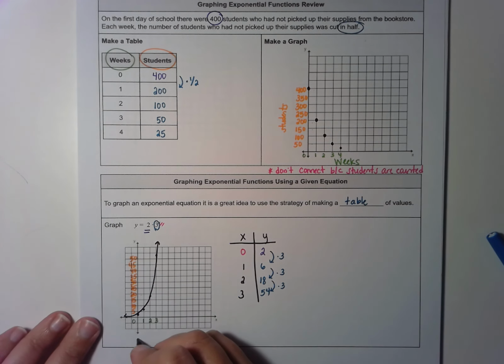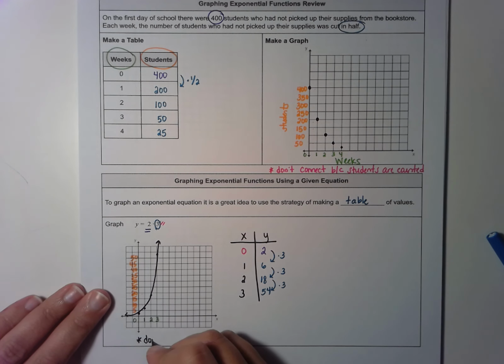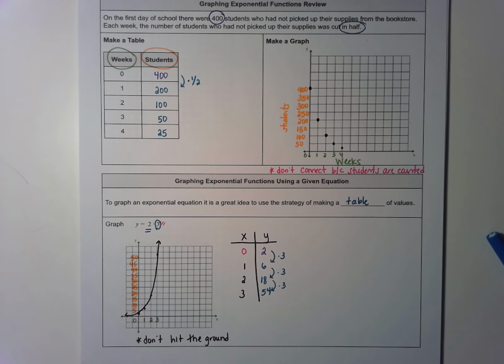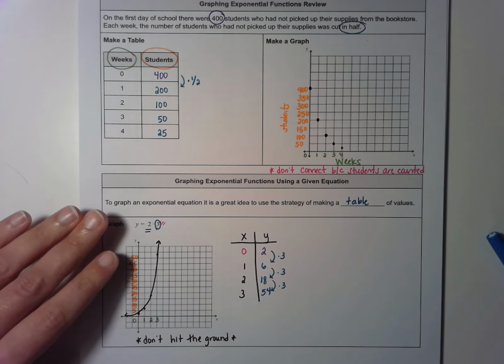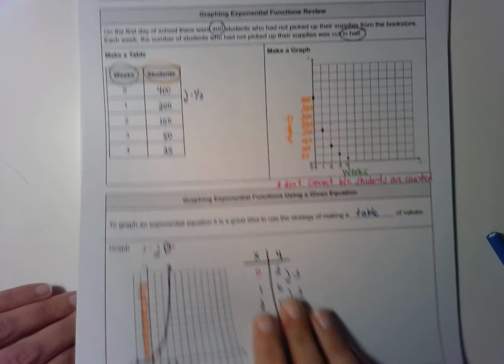One thing I want to remind you is that this looks a lot like an airplane taking off, and airplanes don't hit the ground. The reason they don't hit the ground is because then everybody would be really hurt. So when you draw these graphs, you want to make sure that they get close to the x-axis but don't hit the ground. They just kind of brush against it.